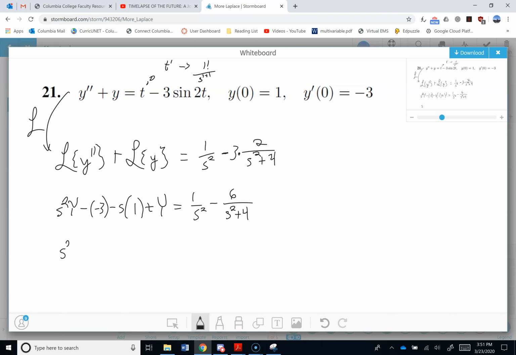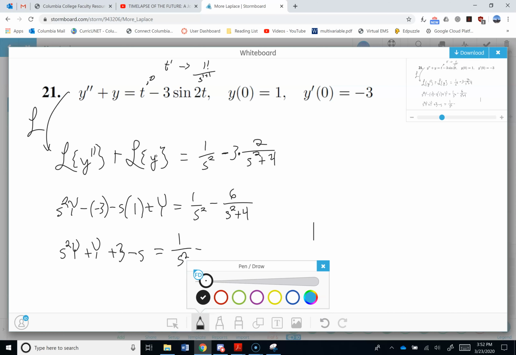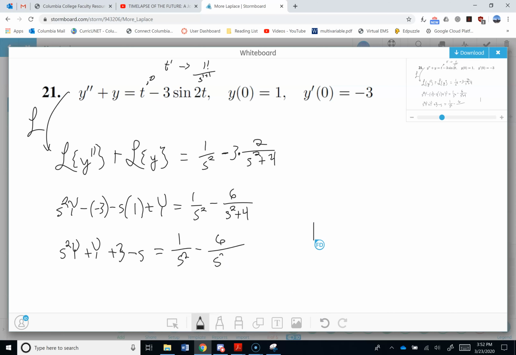So combining the left-hand side, I have s squared Y plus Y. And then I have plus 3 minus s. And that's going to equal 1 over s squared plus... dang it. Minus 6 over s squared plus 4, and then the 1 over s squared.